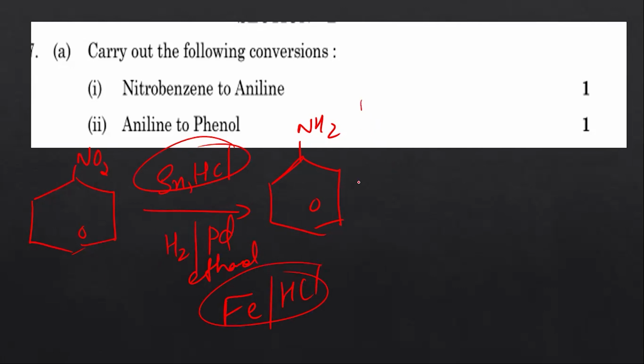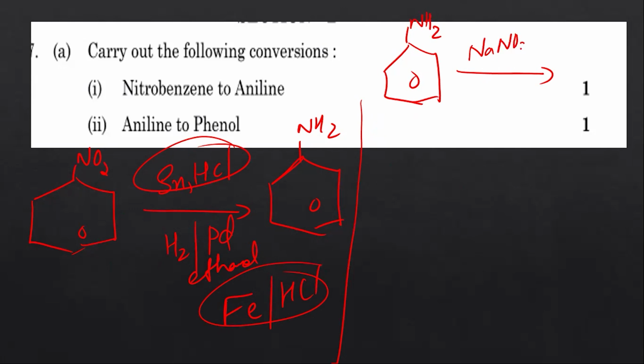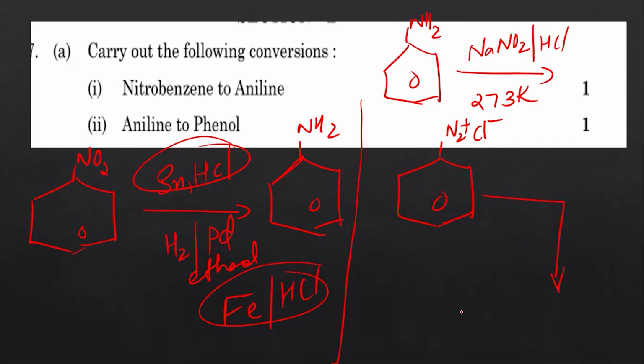And what is the next question? Aniline to phenol. How will you convert aniline to phenol? Aniline cannot be directly converted to phenol. So in the first step, you have to convert aniline to diazonium salt, with NaNO2 and HCl at 273 Kelvin, that is 0 degrees Celsius. So it will first form the diazonium salt, that is N2+Cl-. This is the diazonium salt. And how will you convert the diazonium salt into phenol?